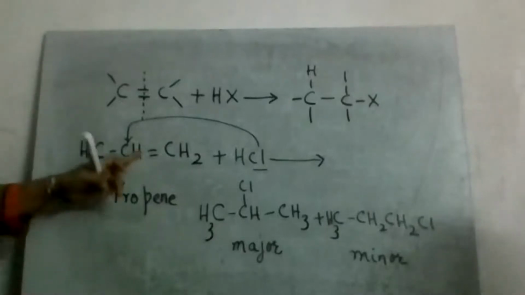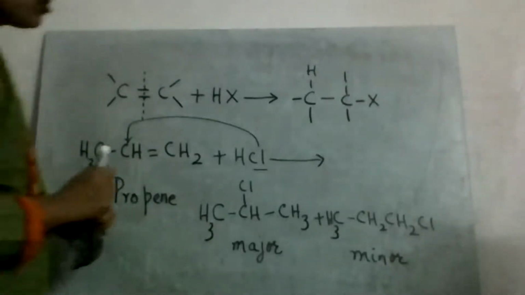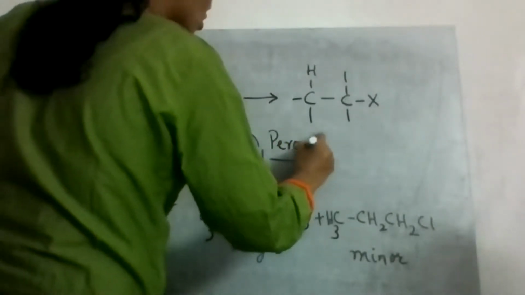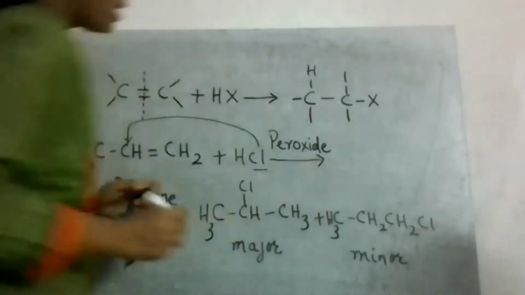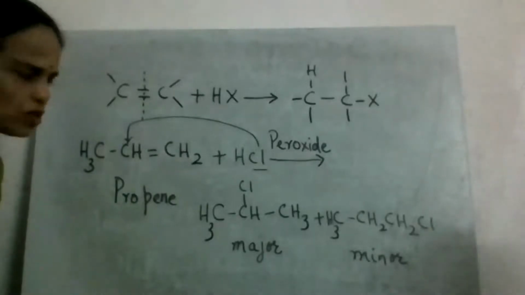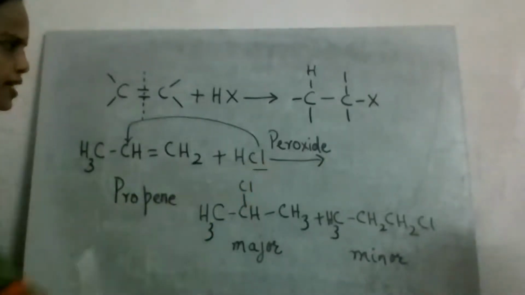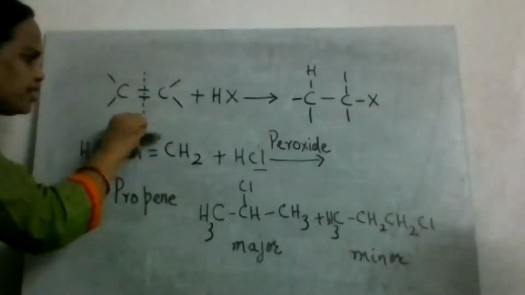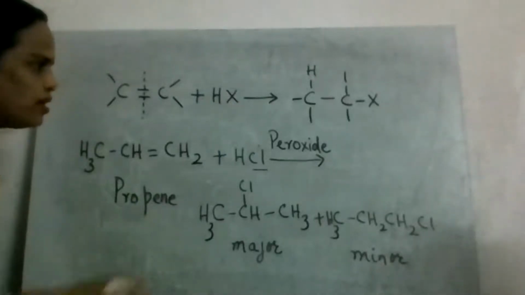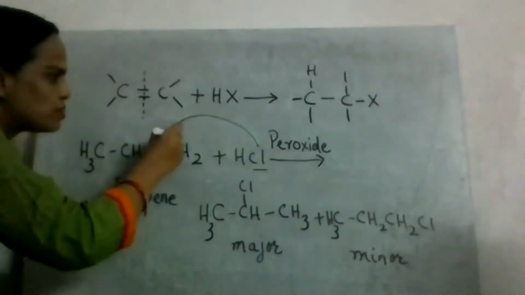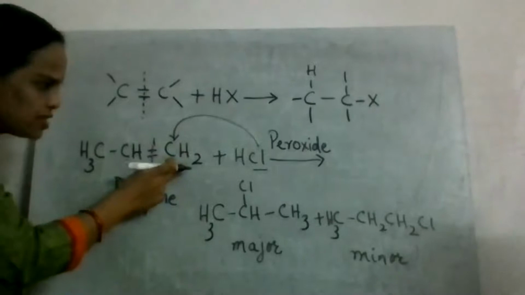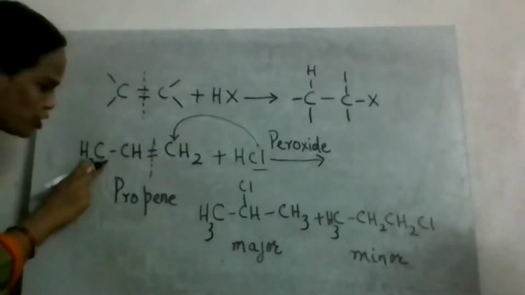Now, here only if I apply anti-Markovnikov's rule. Anti-Markovnikov's rule takes place in presence of peroxide. That's why it is also called the peroxide effect. Anti means it is just the reverse of Markovnikov's rule. So in presence of peroxide, in case of an unsymmetrical alkene, the negative part of the addendum goes to that carbon atom that is having more hydrogen atoms. Remember, the cleavage takes place always from the double bond. The carbon with more hydrogen atoms is this carbon and not this carbon. This is already fulfilled, so you cannot add here.